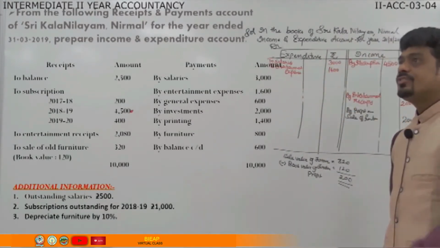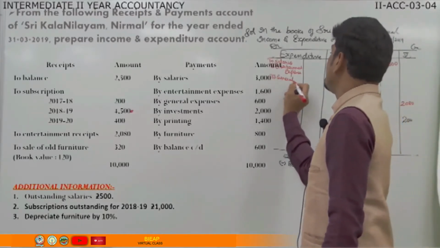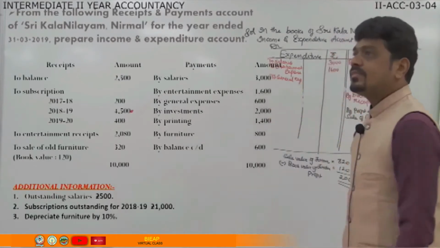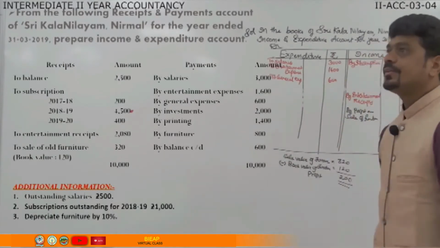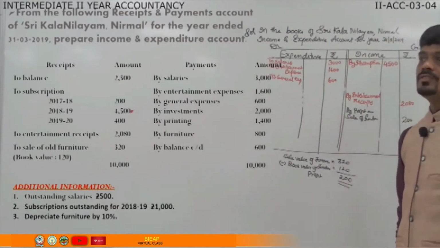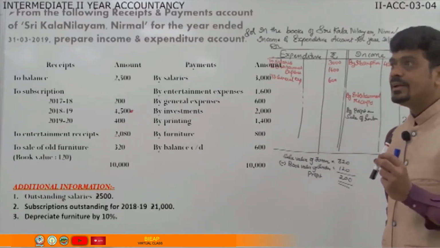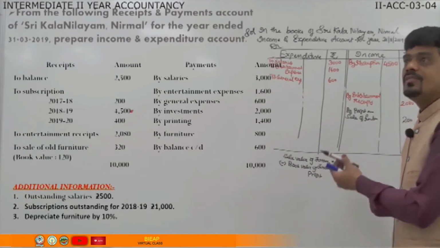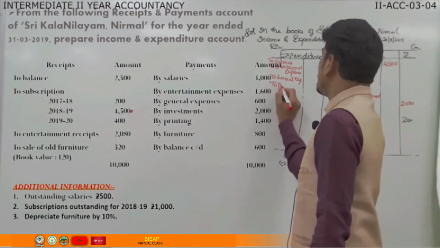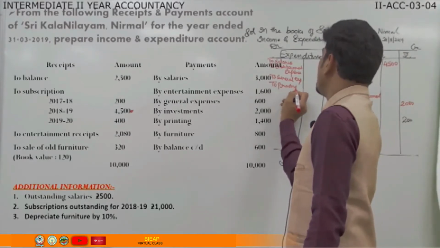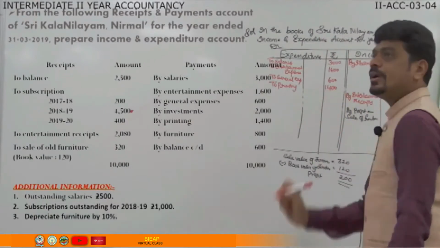1,600. Next, general expense. So again expenditure. How much they gave? 600. So 600. Next, what they gave? Investment. What are investments? Investment is a capital expenditure. So it is an asset which will not come. Ignore. Then printing. So to printing. How much printing amount they gave? 1,400. We'll write 1,400 printing.